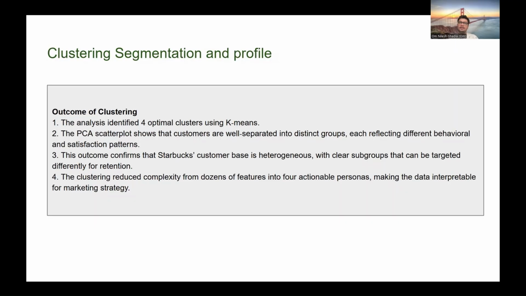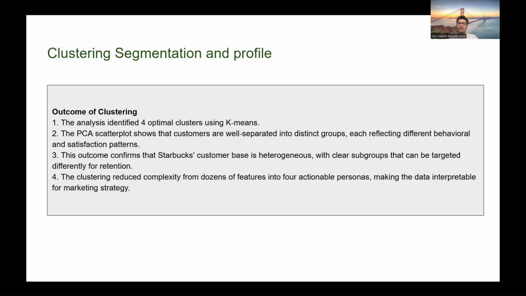Hello, my name is Om Garia, and today I'm going to talk about the clustering, segmentation, and profiling part of our marketing project presentation. To devise marketing strategies and promotional campaigns to retain the customer base at Starbucks, we used the K-means algorithm to divide the customers into 4 optimal clusters. The PCA scatter plot, which we'll see in the next slide, shows that the customers are well separated into distinct groups, each reflecting different behavioral and satisfaction patterns.